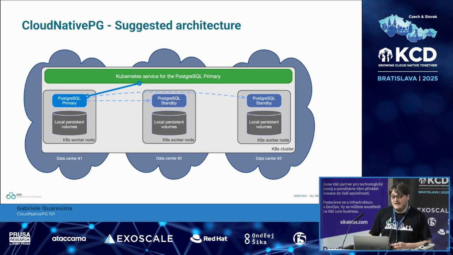This is a suggested architecture. We have 3 nodes: a primary and 2 standbys. We have a service, actually more than one, one in the picture but more than one. We have read-only services and read-write services, and this is the default architecture.